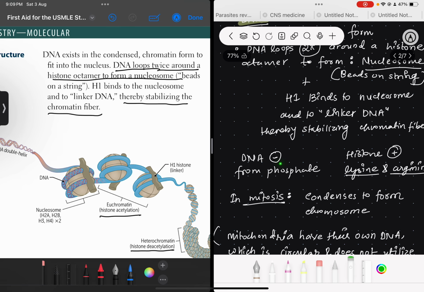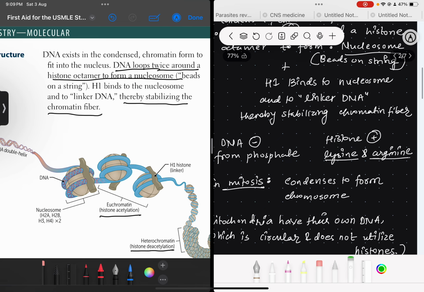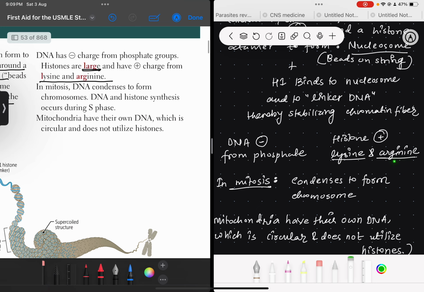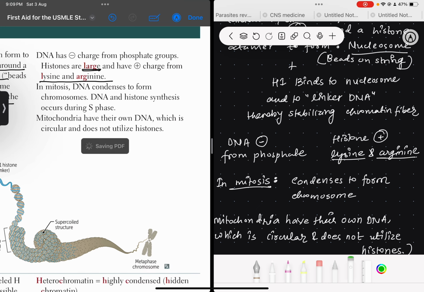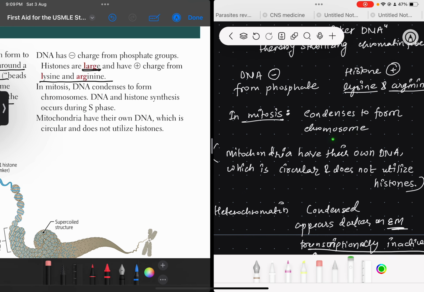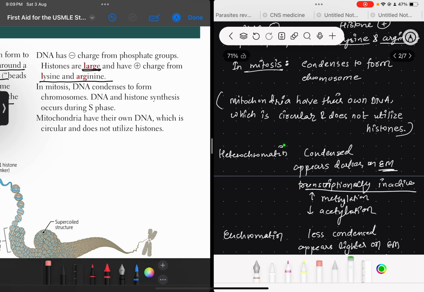Now DNA will be negatively charged and histone will be positively charged. DNA will be negatively charged due to phosphate. Histones are basic, so from basic you can remember lysine and arginine. Lysine and arginine will give them positive charge. During mitosis, it will condense and form the chromosome. We will come to this part, but first let's see the two kinds of chromatin.